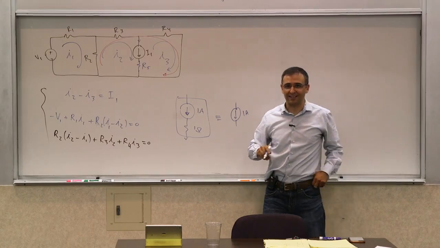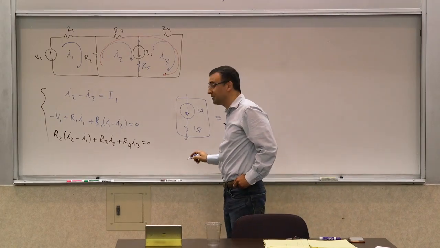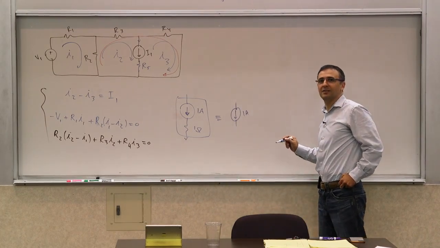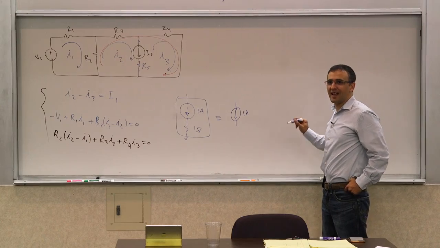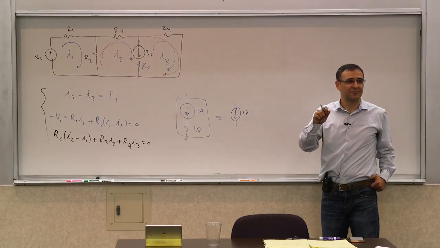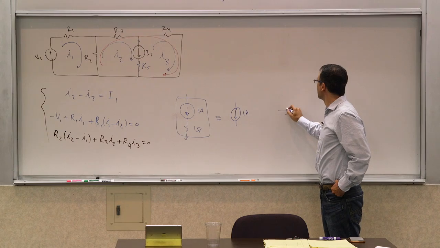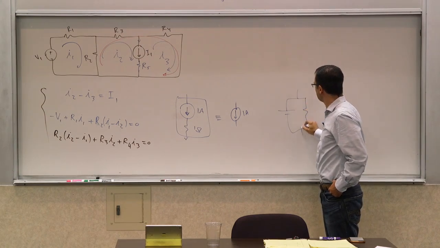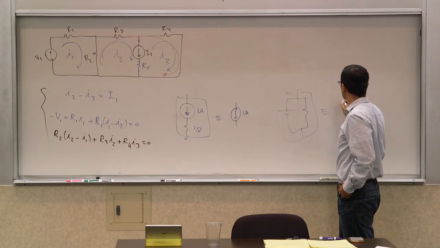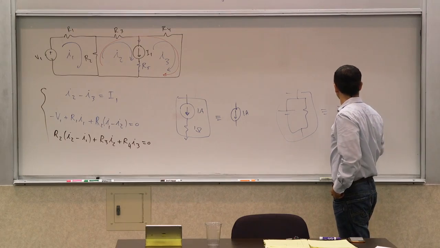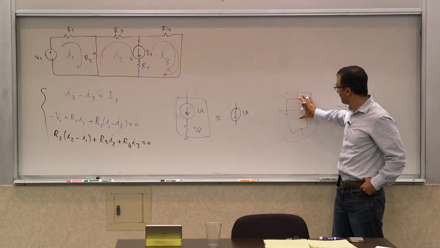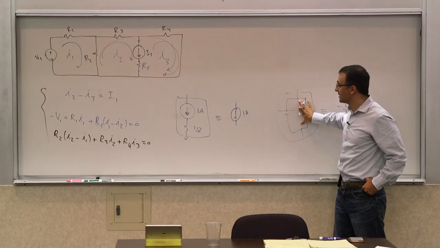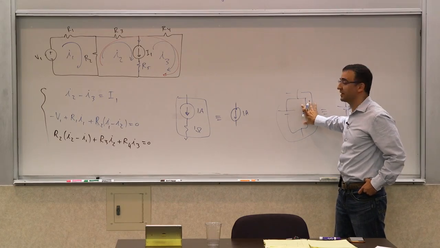And what is the dual of that? The dual is probably more familiar to you. You said everything has a dual, right? An element in parallel with an ideal voltage source is irrelevant. This is exactly equivalent to the ideal voltage source itself, because this voltage is fixed. This guy forces this voltage to be whatever it wants it to be. It doesn't care what this is.